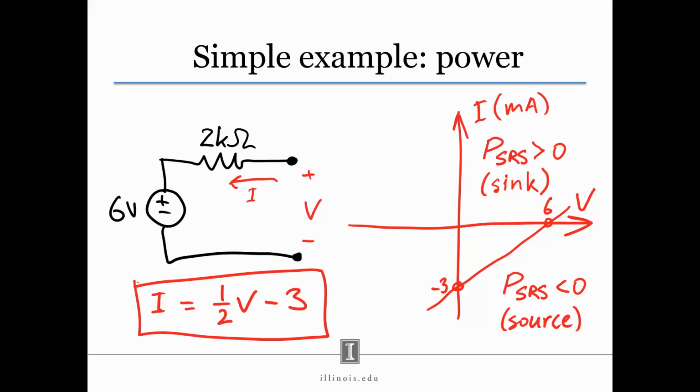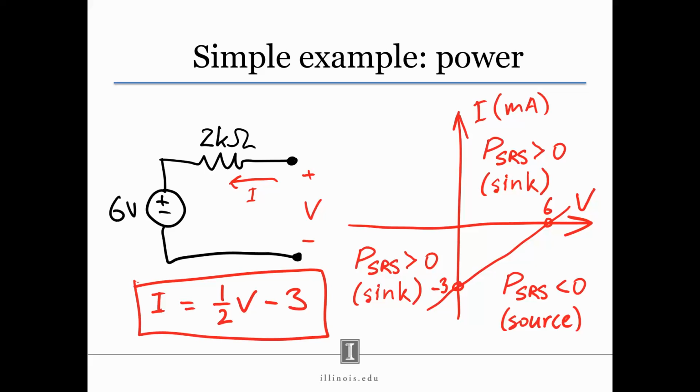If we apply a voltage to this subcircuit that's bigger than 6 volts, you can imagine that we're going to end up charging that 6 volt source all the way on the left, and therefore it's going to be a power sink.